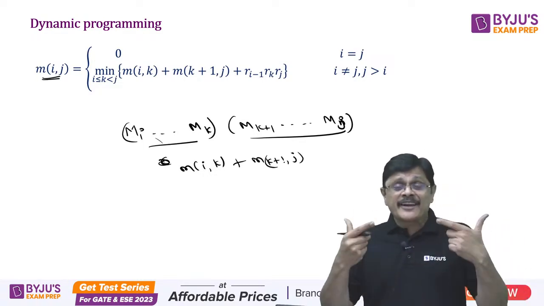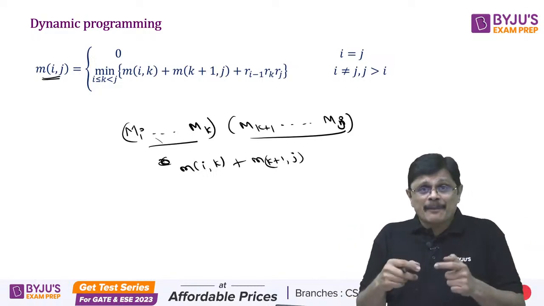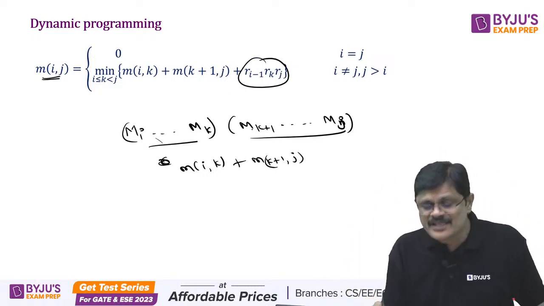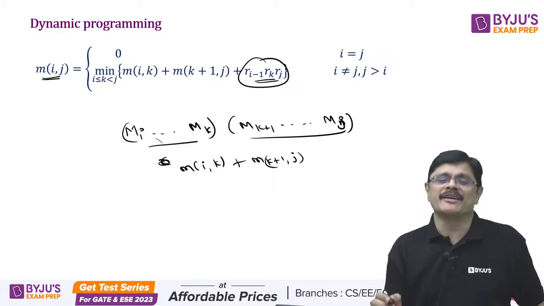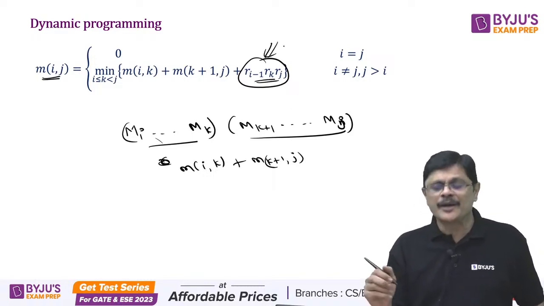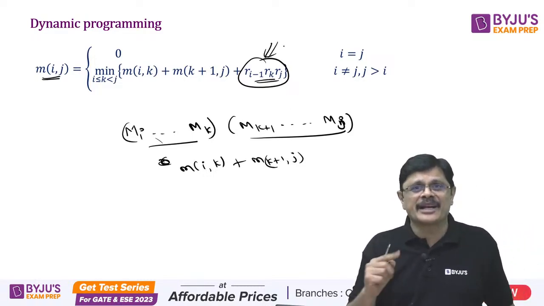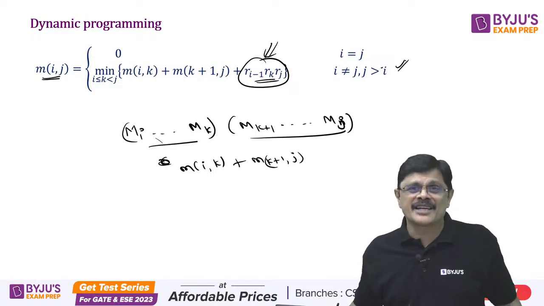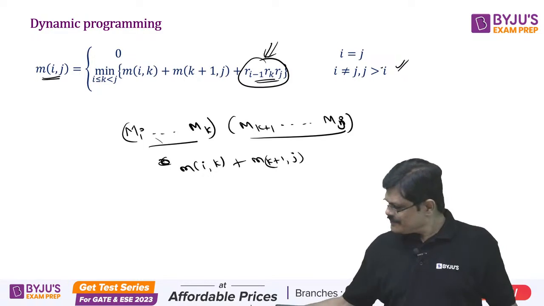But after getting these two problems, we have to multiply them to get the full solution. So the cost for multiplying these two matrices would be, the resultant matrices would be this, my dear friends. So generally people don't think about it, that is very important. And this gives you the recurrence relation for matrix chain multiplication, my dear friends.